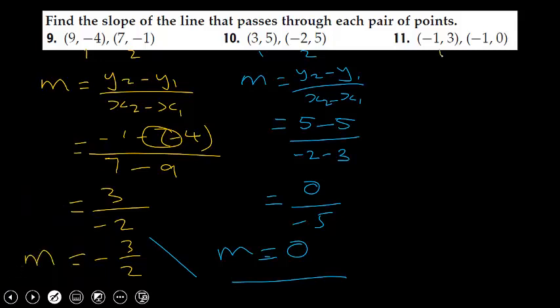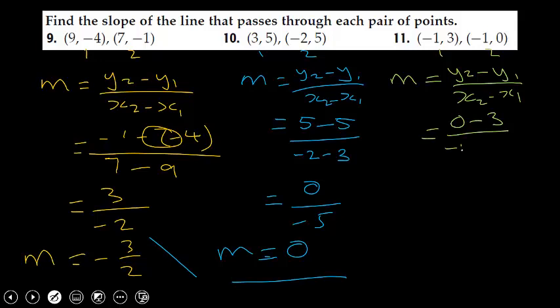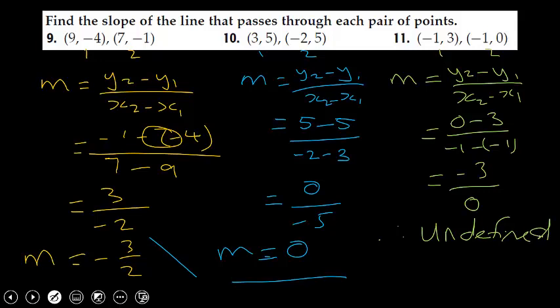Question 11, that's point 1, that's point 2. m equals y2 minus y1 over x2 minus x1, which is equal to 0 minus 3 over minus 1 minus minus 1, which is equal to minus 3 over minus 1 plus 1, which is 0. Remember that this cannot go into your calculator, therefore it is undefined. There is no m value. m does not exist.